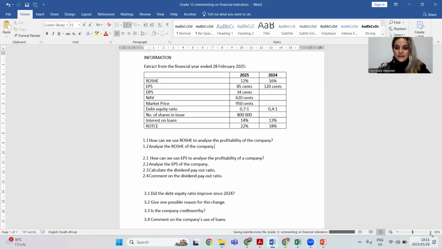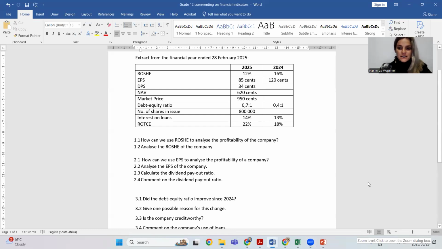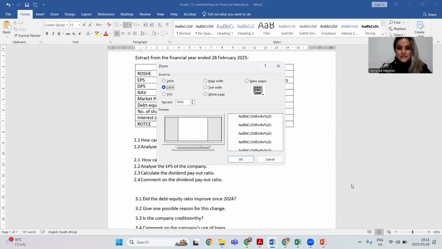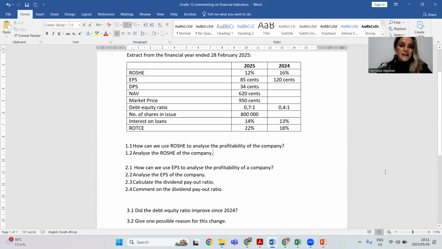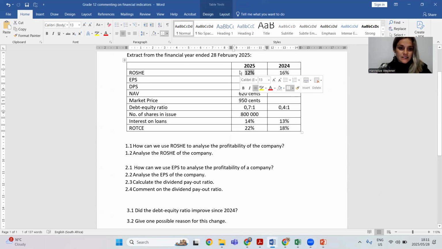So I just want to have a quick look at a few ratios and how to analyze the ratios. In other words, how to comment on the ratios. So we have here the return on shareholders' equity. We have the prior year's figure and then the current year.